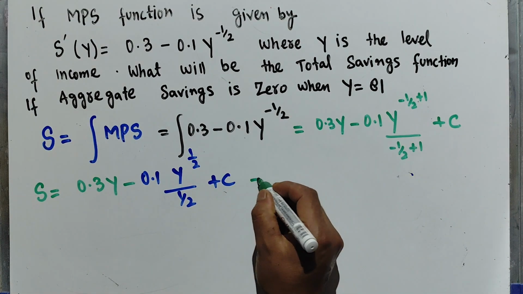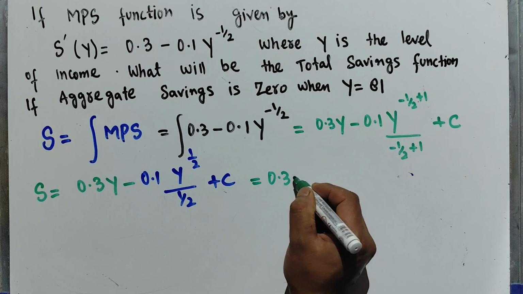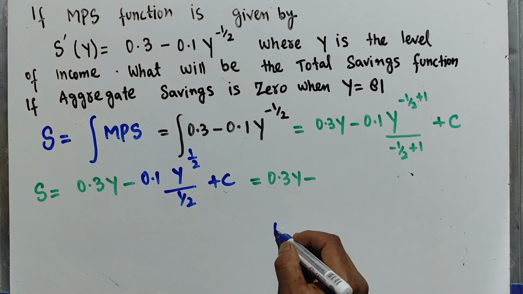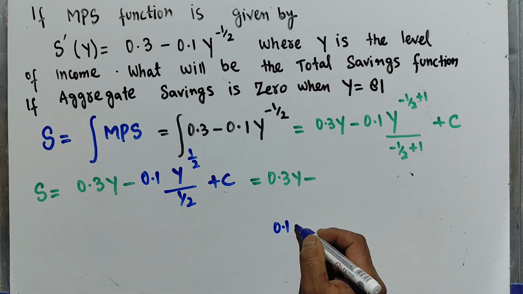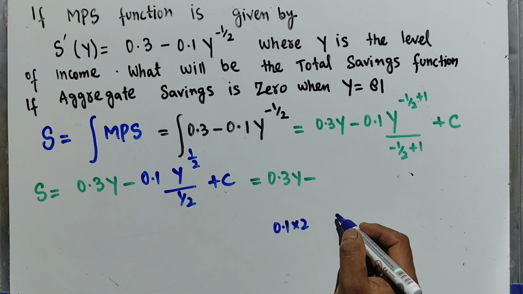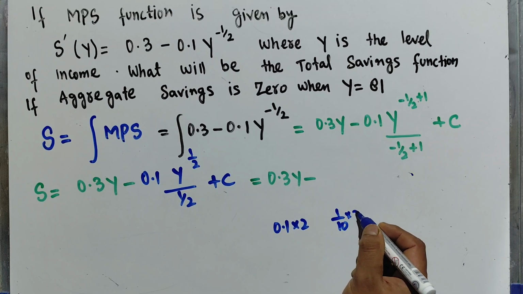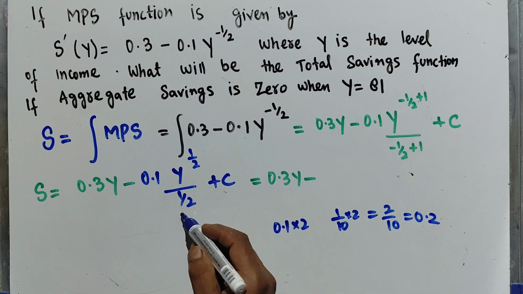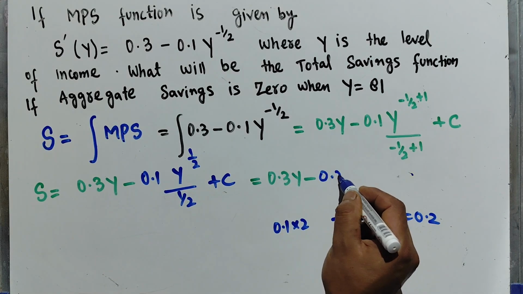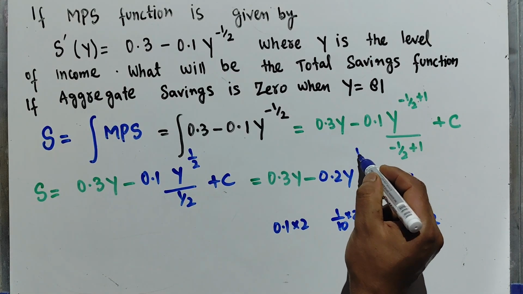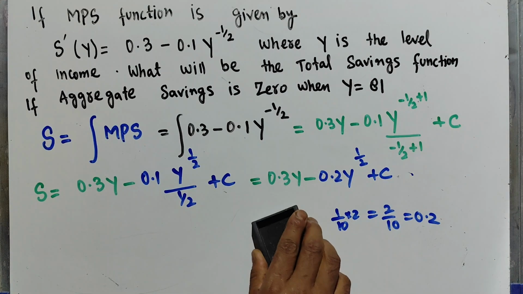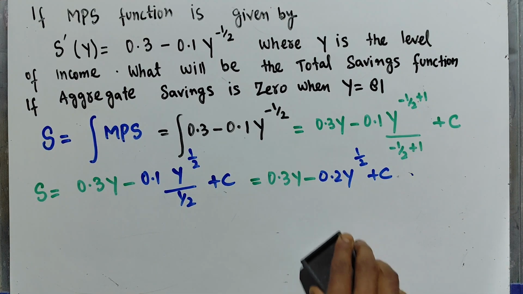Which will be equal to 0.3y minus, if I transpose this, it gets multiplied with 0.1. So what is 0.1 into 2? It is simply 1/10 into 2, which is 2/10, which is equal to 0.2. So we can write it as 0.2 y raised to the power 1/2 plus the constant of integration. Okay, so we also need to find the value of c here.